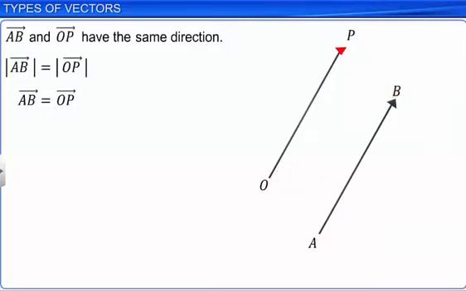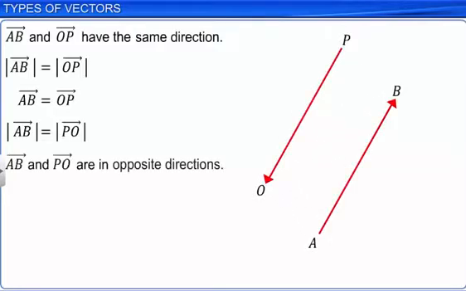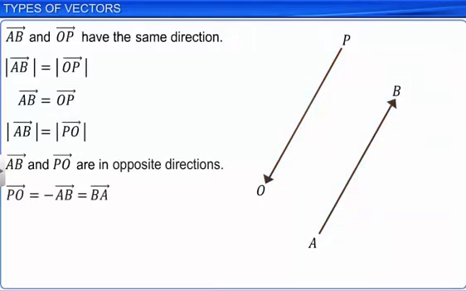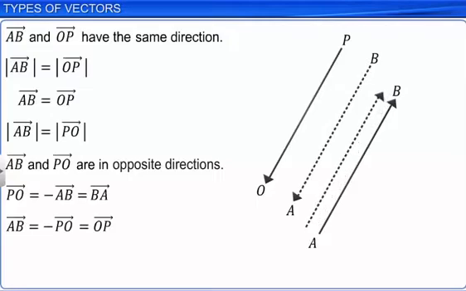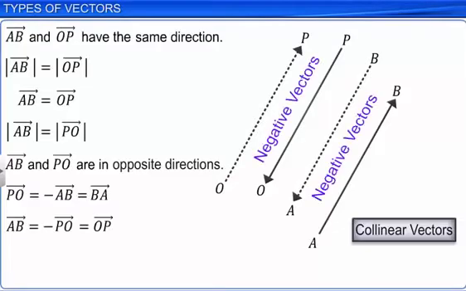Now, suppose we reverse the direction of vector OP. So now we have two vectors AB and PO with equal magnitude, but opposite directions. Two vectors with the same magnitude but opposite directions are called negative vectors of each other. Thus, vector PO is called the negative vector of vector AB and is also written as vector BA. Similarly, vector AB is called the negative vector of vector PO and is also written as vector OP. Note that all equal vectors are collinear vectors, but all collinear vectors are not equal. A pair of collinear vectors may be negative vectors of each other.